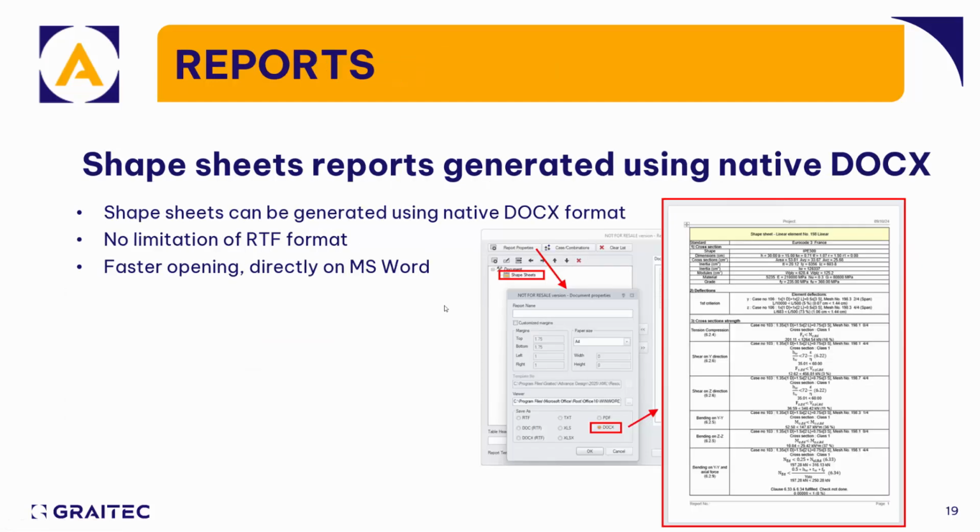So this is also a new feature added here. Now, a small improvement: shape sheets. We are now using the native docx format. In Advanced Design, our native format was RTF. Now we've changed it to docx, which is much faster, and you can directly open it in MS Word, and it doesn't have the limitations of the RTF format.